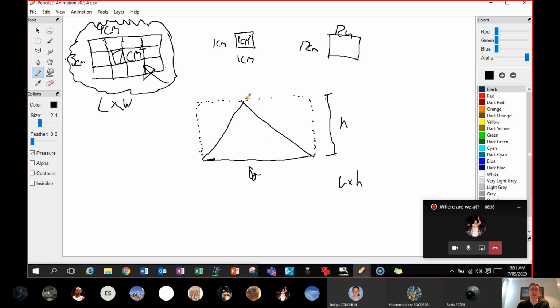But as you can see here, if you calculate that area, base times height, you're going to get the whole area, but the triangle actually only takes up half of the area. Hence the formula for a triangle is half base times height. Because base times height would give you the whole area of a rectangle, but the triangle only takes up half of that.